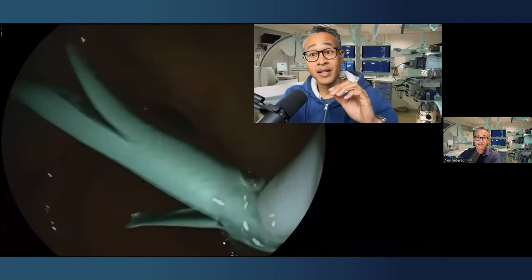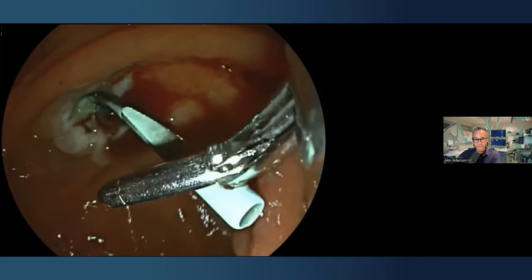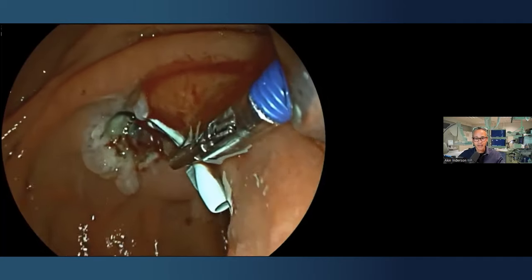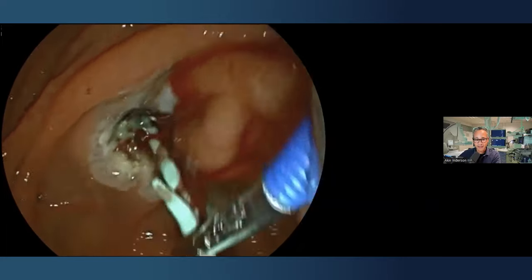Whoa, bro. Did you really think that the viewers didn't notice that the pancreatic stent was hanging out? Yeah, I guess you're right. Okay, well, let me fix it for you. Yeah, thanks. You can use a grasping forceps to do that.